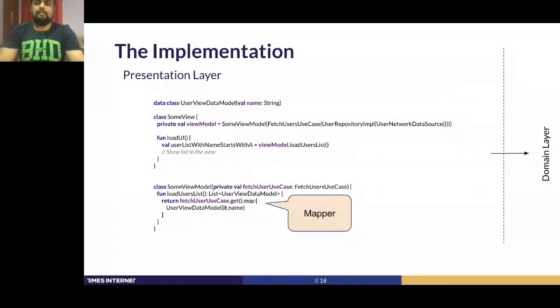So remember the event and data flow diagram, right? I have a view, and my view has a relation and a view model.